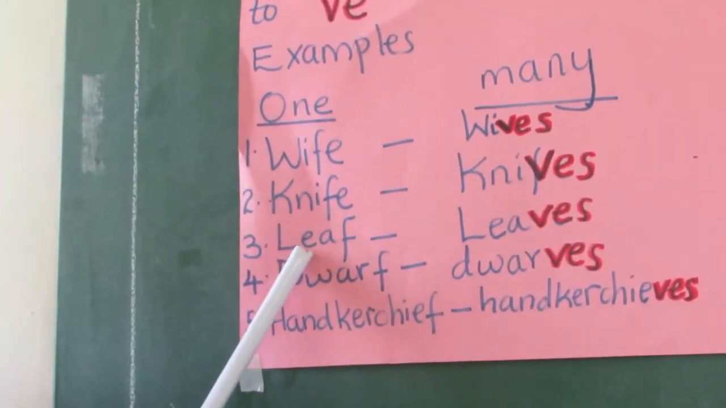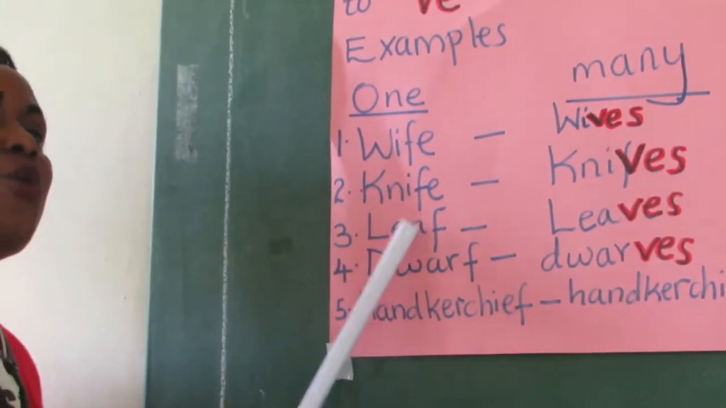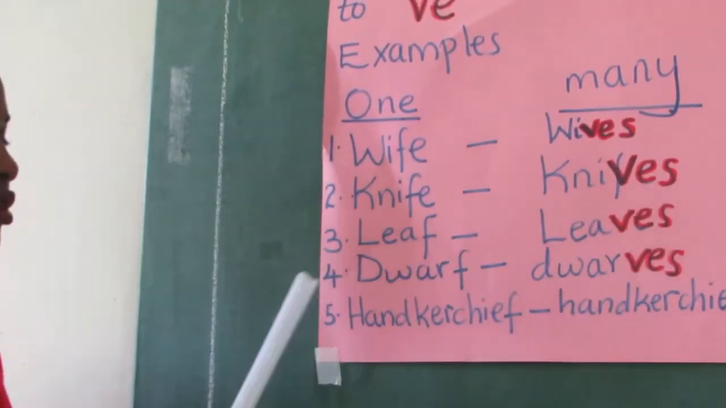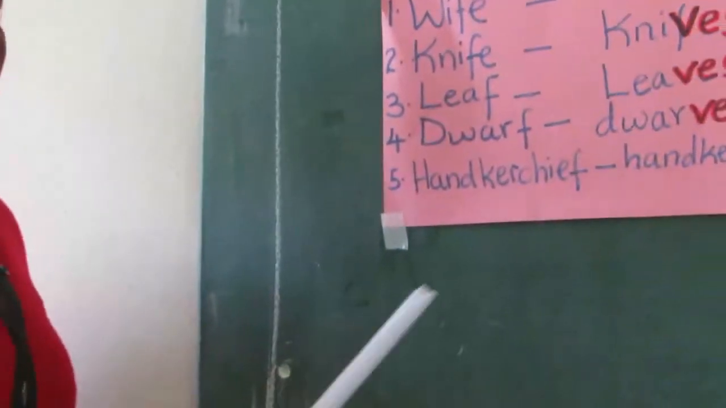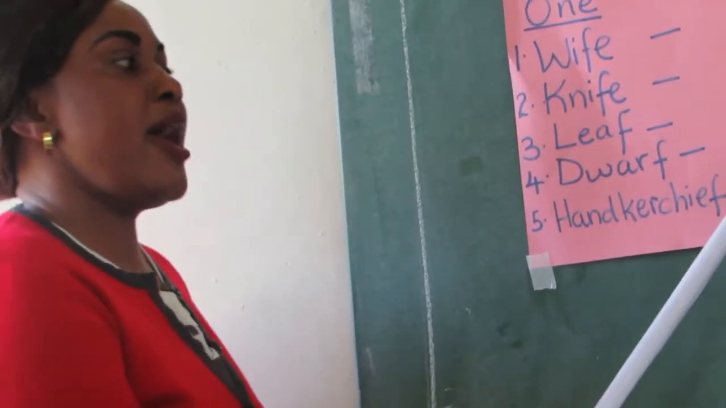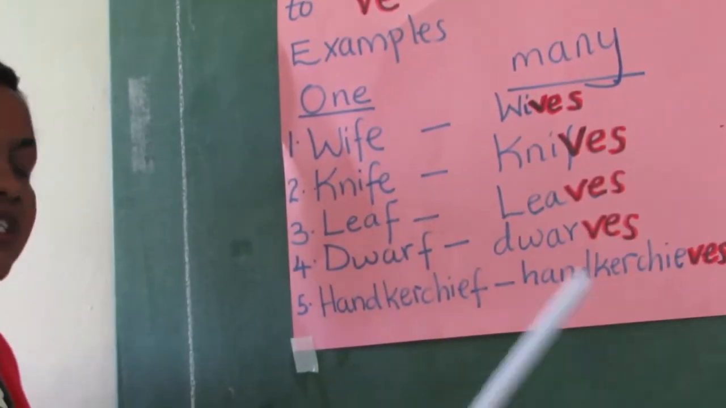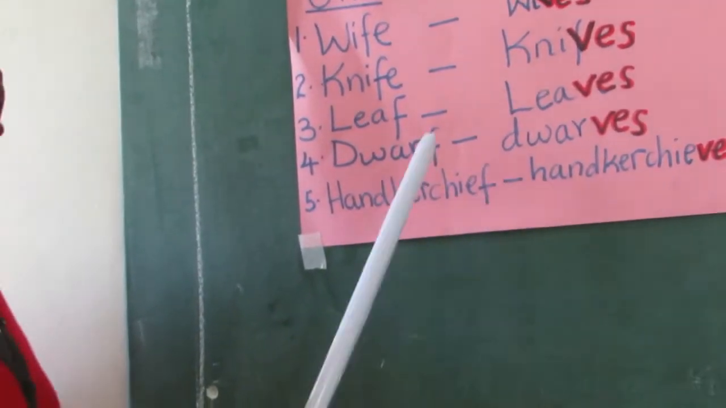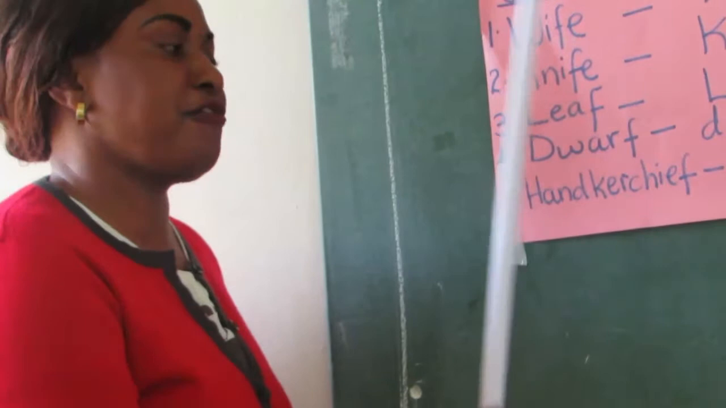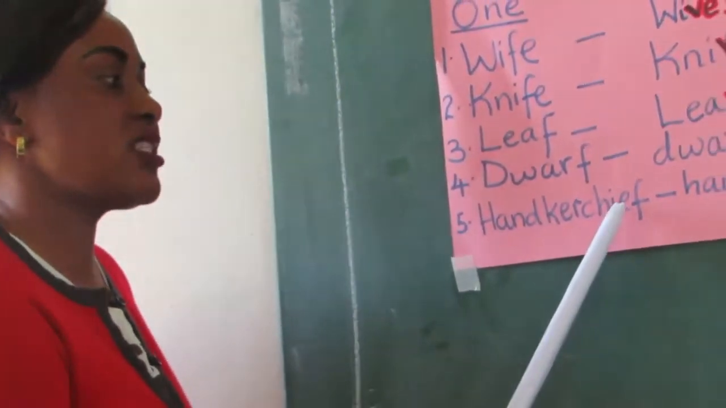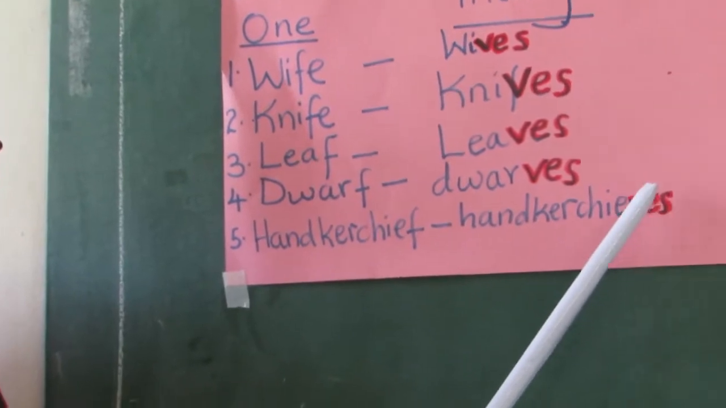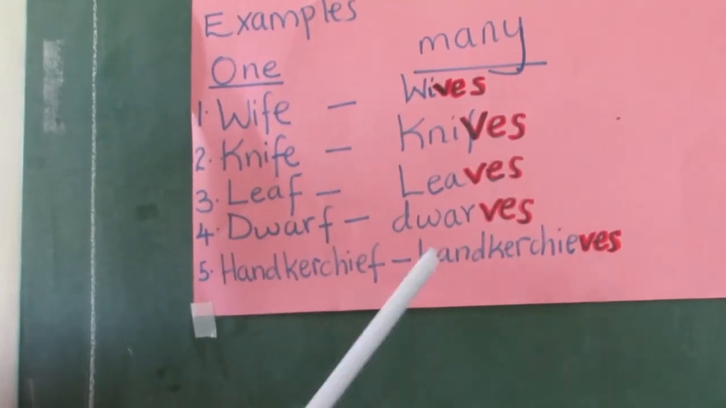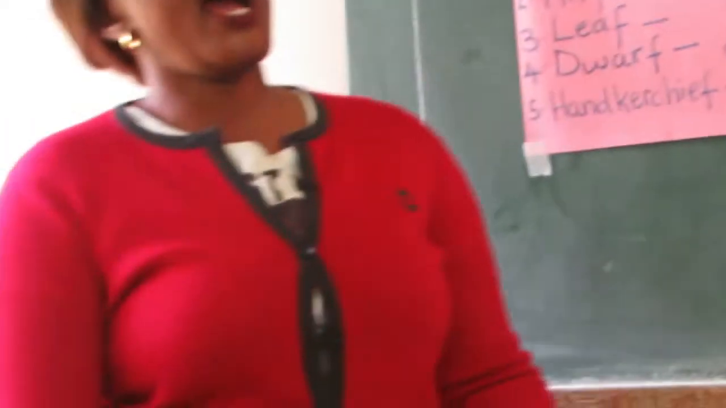Excellent. Another word is leaf. Say leaf. One leaf, many leaves. Say leaves. Good. Dwarf. Class, dwarf. Good. Many dwarfs. Say it. Lovely. Good. Another one is handkerchief. One handkerchief. We drop this F, then we add VES to the word to be handkerchieves. Class, handkerchieves. Good.